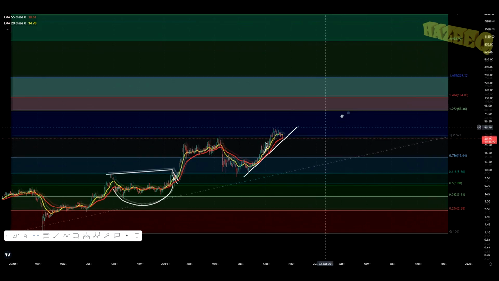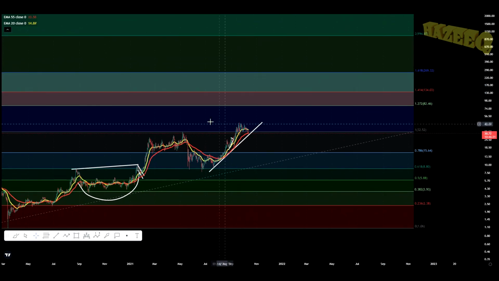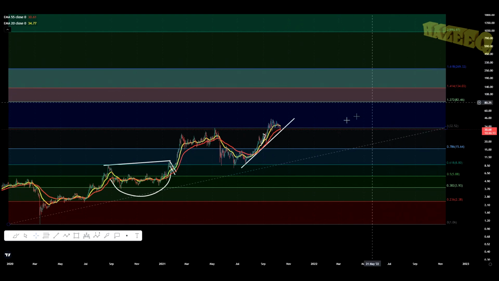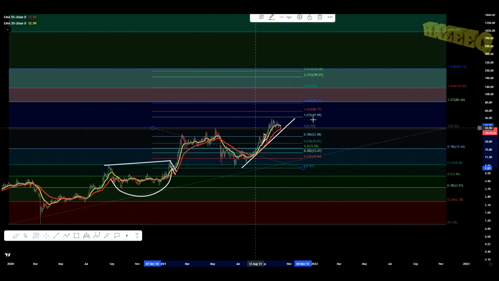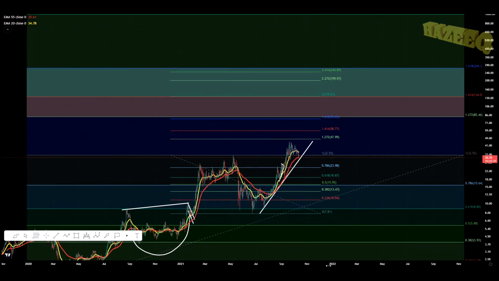Why do I say that? Because usually when I draw my fibs and have the 1.618 as the main bull market target, I draw the fibs from the swing high in April or May to the swing low in June or July, and that's where you get your target. And if I draw in that target right now, it would be somewhere around, let me show you. So if I draw in another fib, there we go. So you get your target at $78 pretty much.